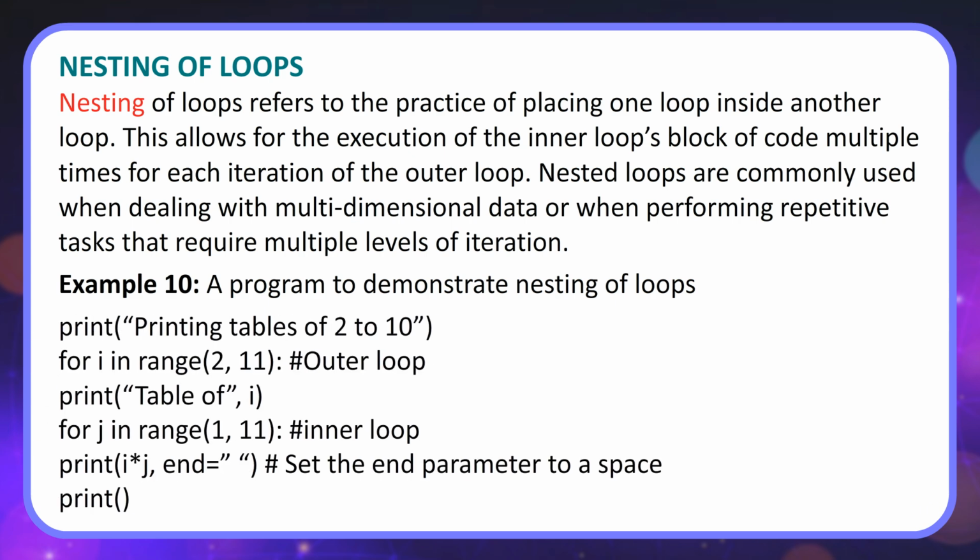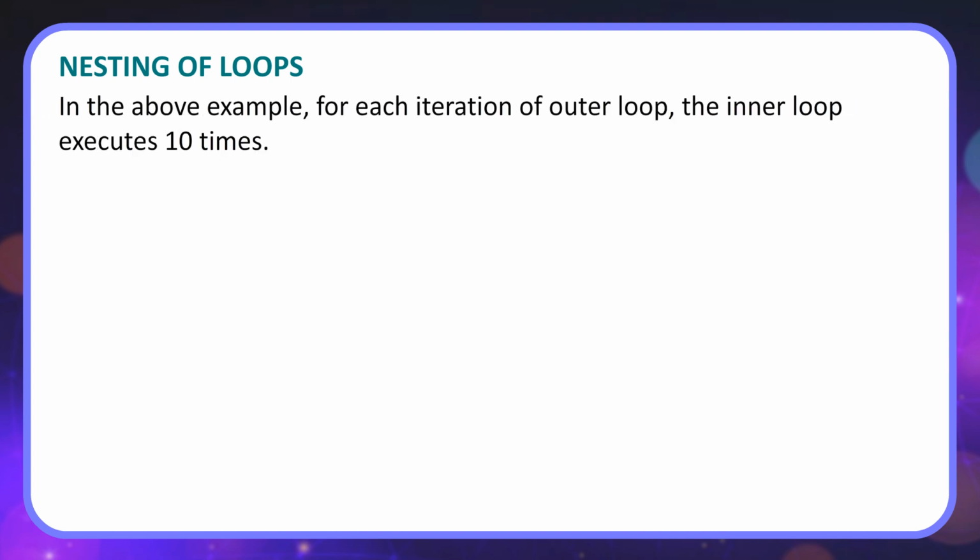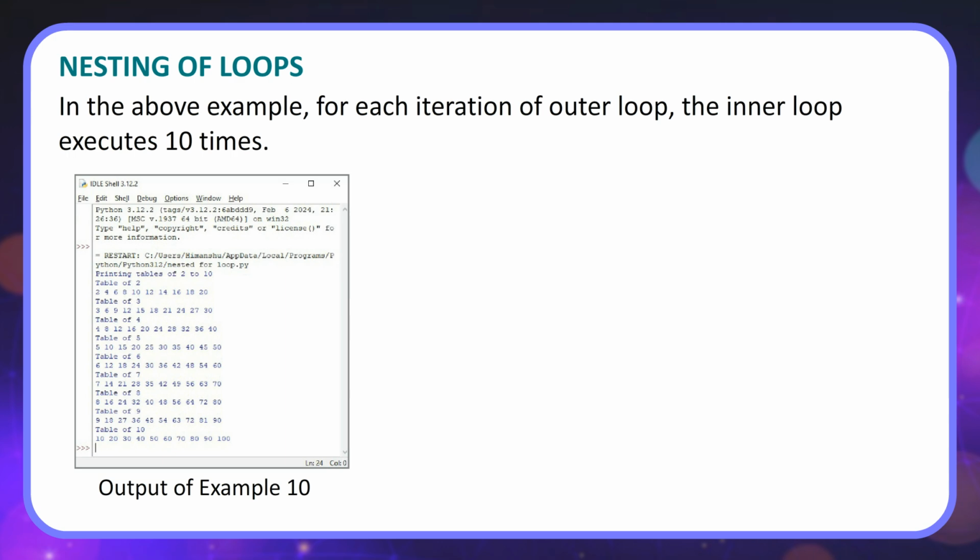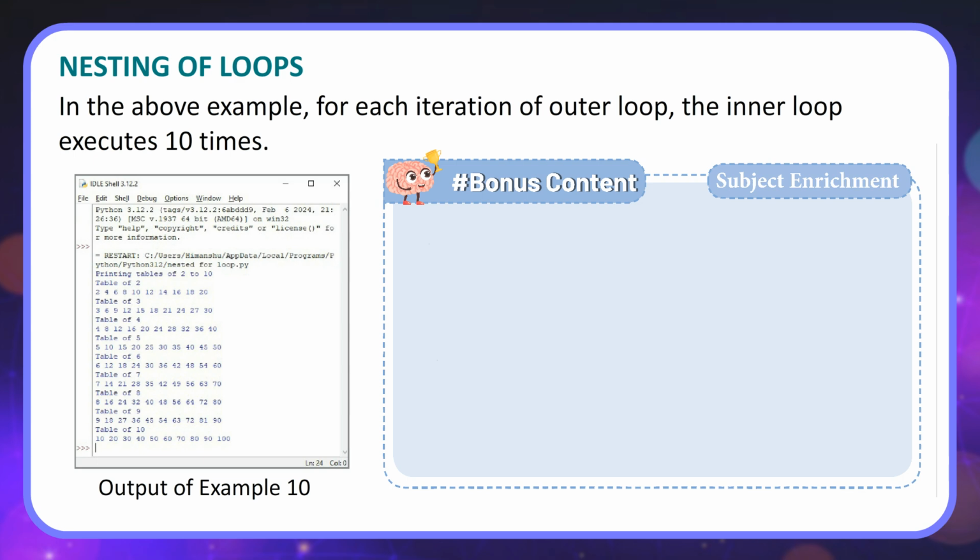Example 10. A program to demonstrate nesting of loops. Printing tables of 2 to 10. For i in range(2, 11): outer loop. Print table of i. For j in range(1, 11): inner loop. Print i*j, end equals a space. Set the end parameter to a space. Print. In the above example, for each iteration of the outer loop, the inner loop executes 10 times. Output of example 10.